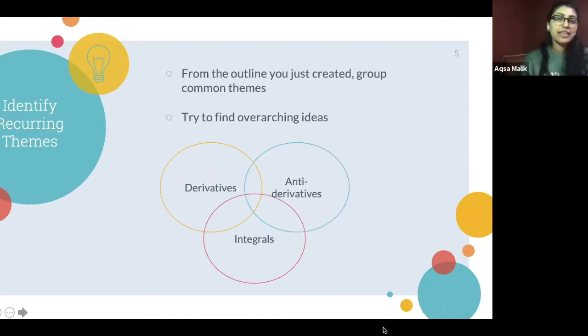identifying those recurring themes. So, using that breakdown of concepts, start grouping common themes, finding overarching ideas. In this example, for calculus, you learn derivatives, antiderivatives, and integrals. And although approaching these concepts may be a little different, they do have similar ties and they kind of build off one another. Similarly, grouping and categorizing your outline in a way that makes more sense to you and trying to really find those overarching themes. So starting small and then aiming to look at a bigger picture.